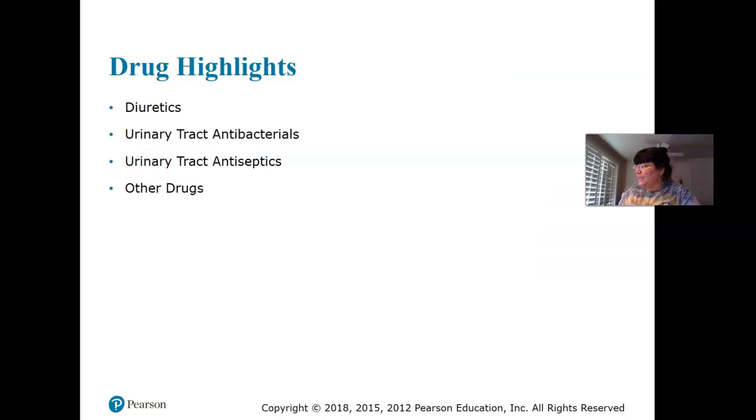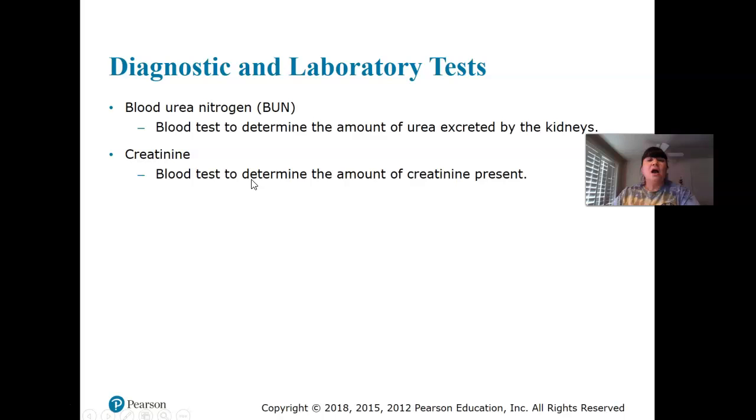Finally, some drug highlights. Some of the drugs that are used, this is on page 427. Diuretics, what would diuretics do? They make you urinate. There's different reasons for that. Antibacterials, of course. If someone has a UTI, we're probably going to use antibacterials. Antiseptics, cleaning that out. Other drugs.